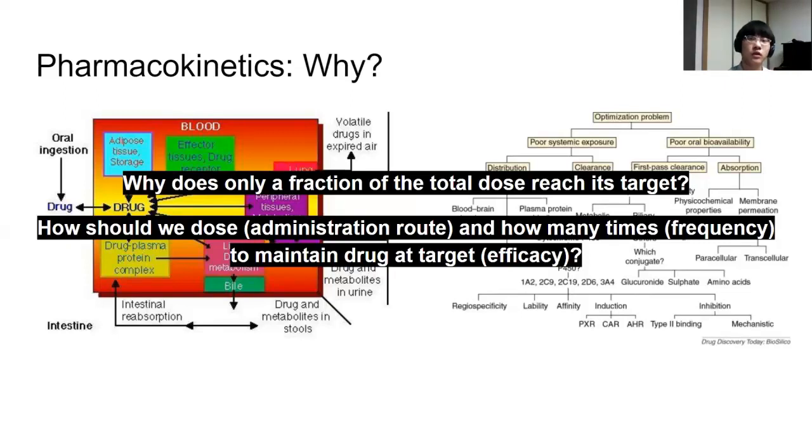Another question we could ask is, how should we dose, or what administration route should we use, and how many times, the frequency, should we dose in order to maintain the drug at the target specific site. So basically, we're trying to look at the efficacy.